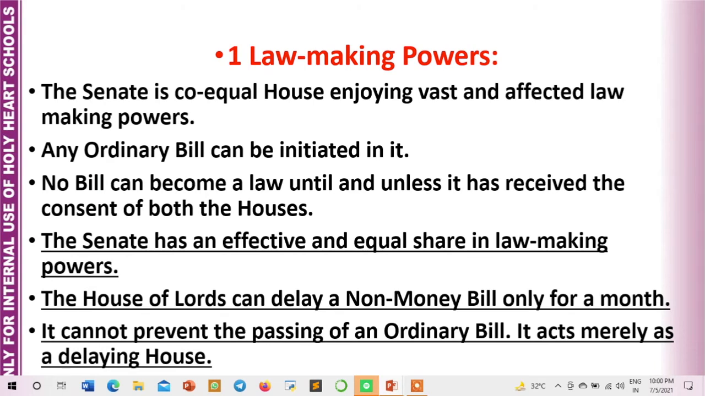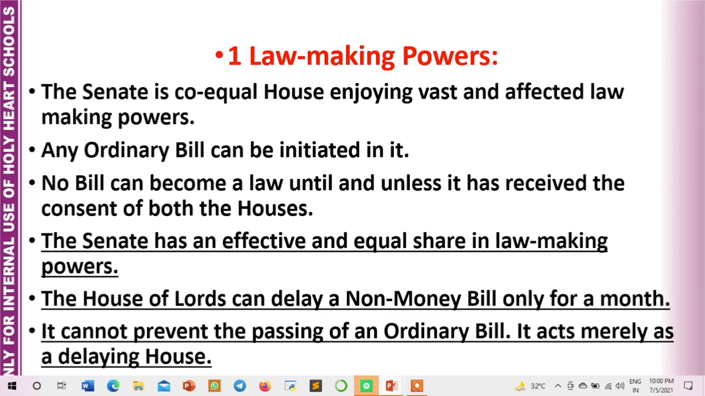Now I will compare both the upper houses in various functions. First is lawmaking powers. The Senate is a co-equal house enjoying vast and effective lawmaking powers. Any ordinary bill can be initiated in it. No bill can become a law until and unless it has received the consent of both the houses. The Senate has an effective and equal share in lawmaking powers.